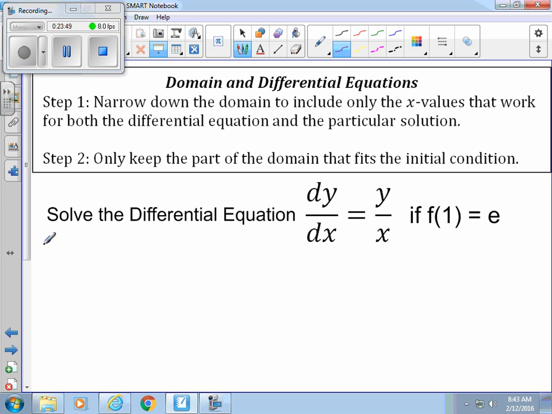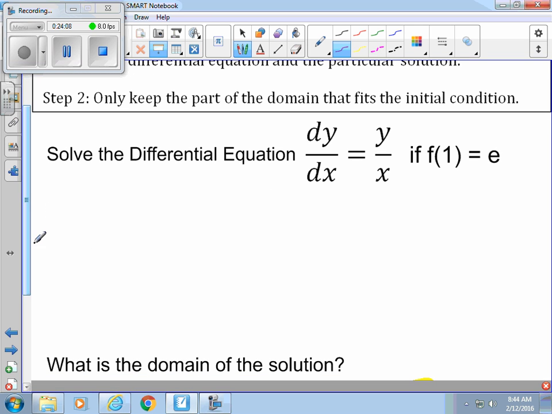Okay, so step 1, we're going to narrow down the domain to include only the x values that work for both the differential equation and the particular solution. We're only going to keep the part of the domain that fits the initial condition. So let's start by solving the differential equation. Step 1.